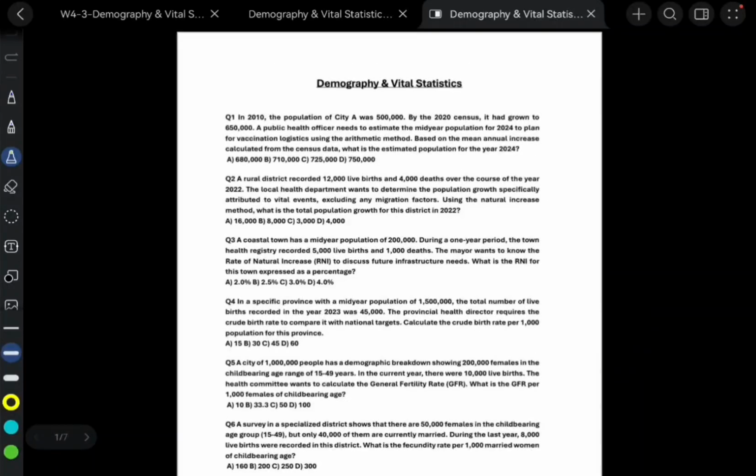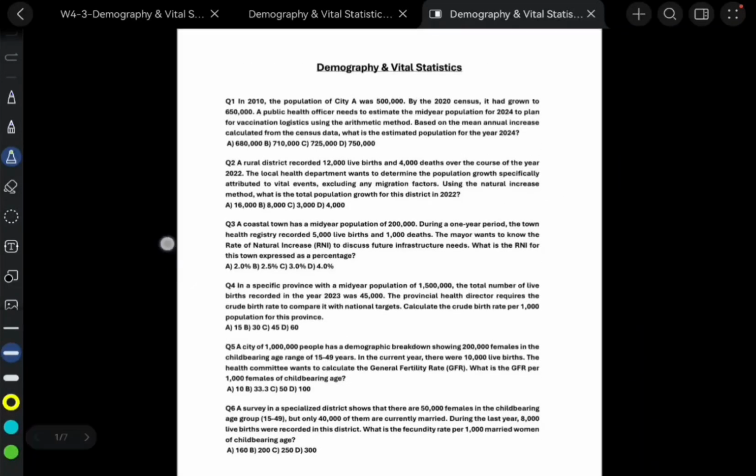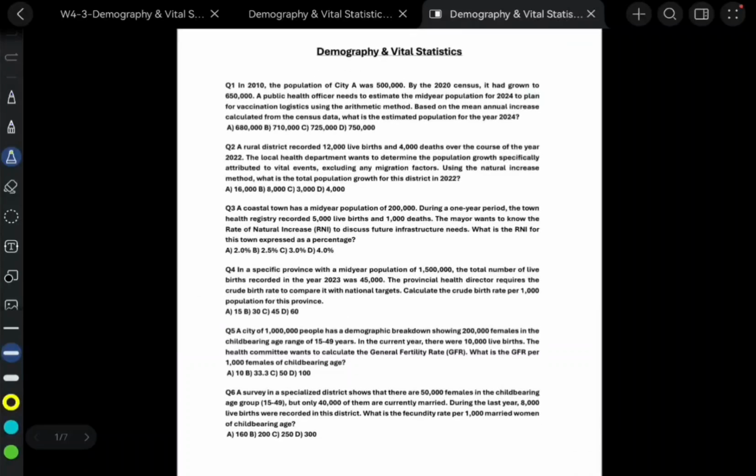If you want, I could solve a random one. Let's try the first one actually. Okay, together. Question one. In 2010, the population of city A was 500,000. By the 2020 census, it had grown to 650,000. A public health officer needs to estimate the mid-year population in 2024 to plan for vaccination logistics using the arithmetic method based on the mean annual increase calculated from the census data. What is the estimated population of the year 2024?